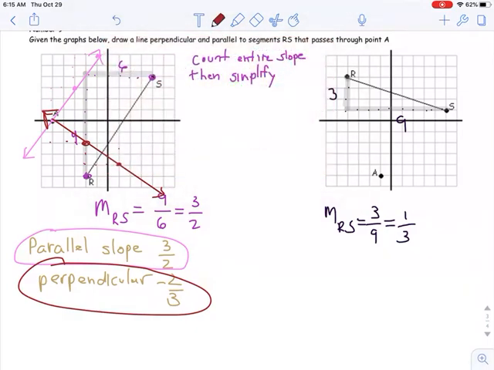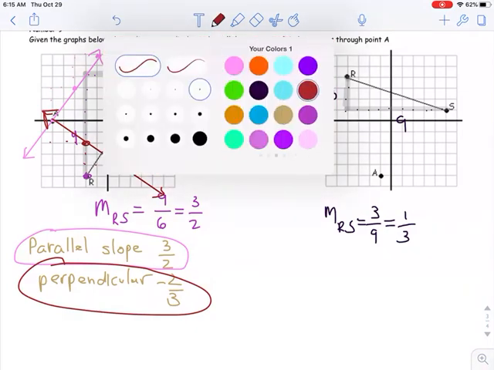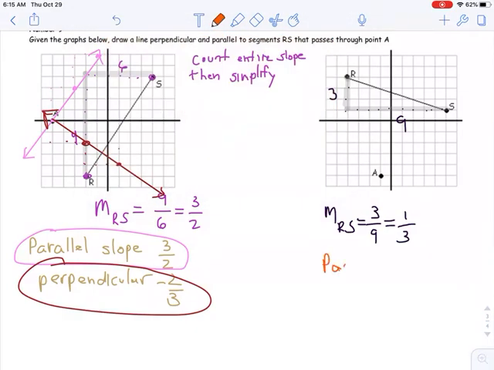So my parallel slope, let me pick a different color, would be 1/3. My perpendicular, so let's just do that. Up 1, so from A, up 1 over 3, up 1 over 3. Hold on, timeout. Brain fart really fast. That should have been negative. Okay, hopefully you guys caught my mistake.